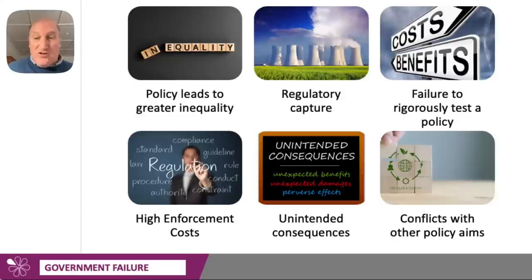High enforcement costs, compliance costs. And one that a lot of people actually mentioned in the chat there, the unintended consequences of policy. Most policies have at least one unintended consequence that have not been modelled. And this is super important. AQA, EdExcel, OCR, very important. Failure can happen when one policy X, maybe works, but then conflicts with other policy aims.